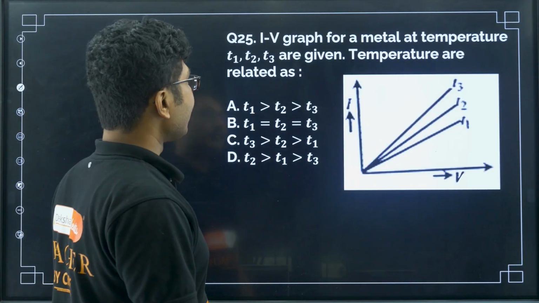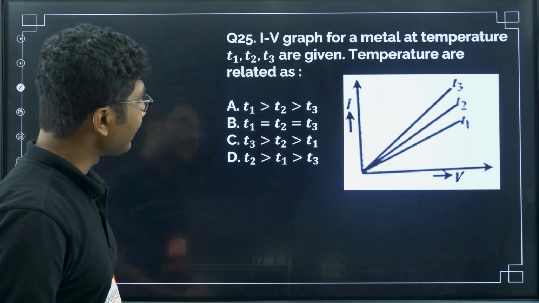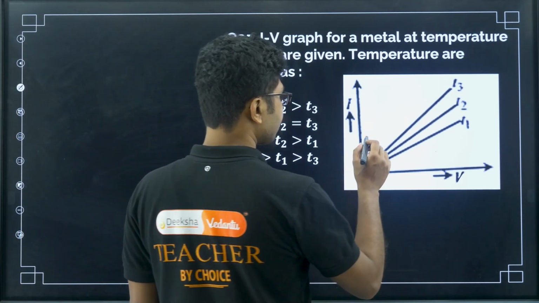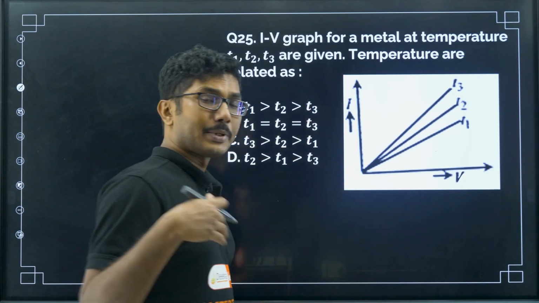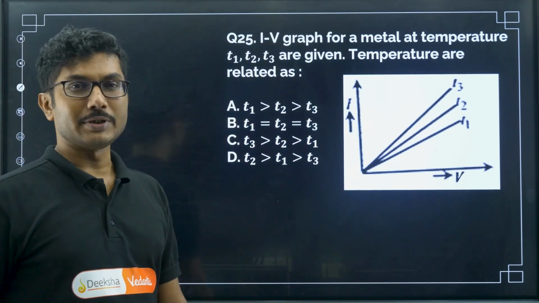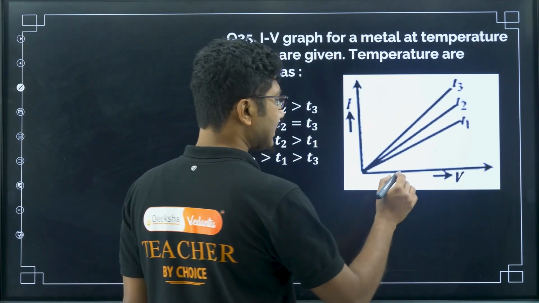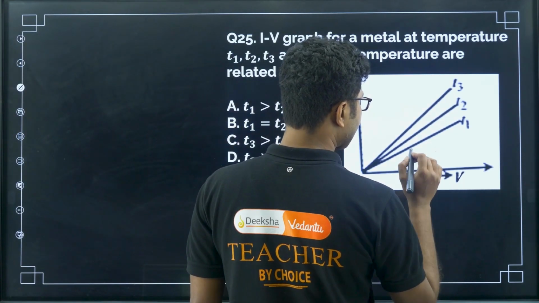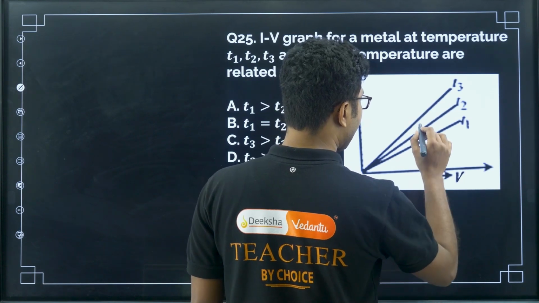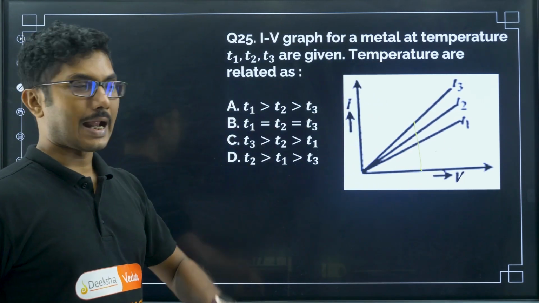And this is a very interesting question. The IV graph for a metal at temperatures T1, T2, T3 is given. The temperatures are related as. So now, as temperature increases, we know that resistance increases. Resistance increases means it will have a very low current for the same voltage. Now let us take a point, consider this is a fixed voltage point, and we will calculate the current for each temperature at this voltage.